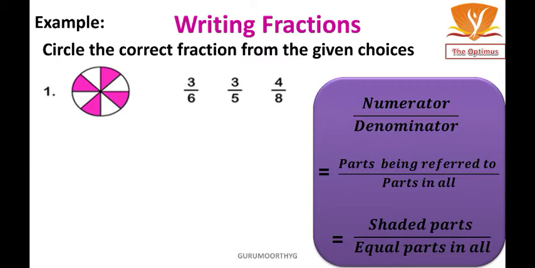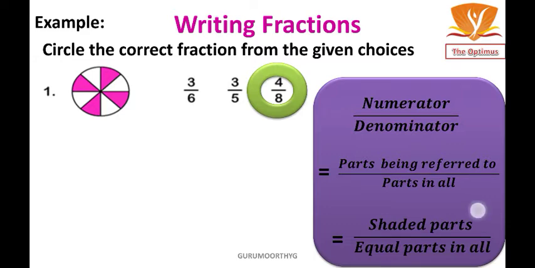That is called the denominator. Next, count the number of shaded portions or colored portions. Yes, 1, 2, 3, 4. Therefore, the numerator is 4. Therefore, the answer is 4 by 8.